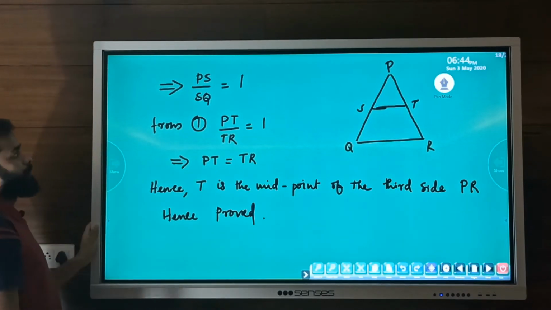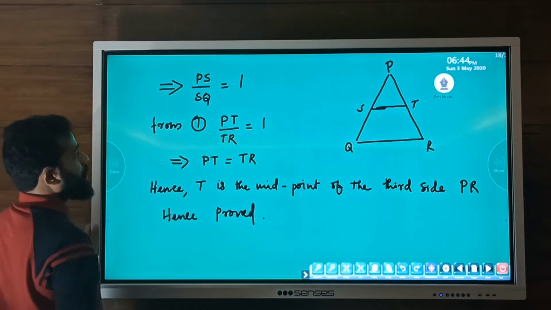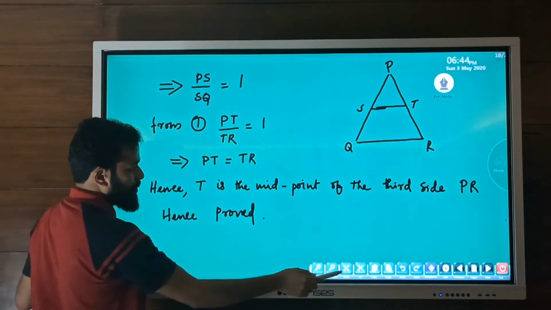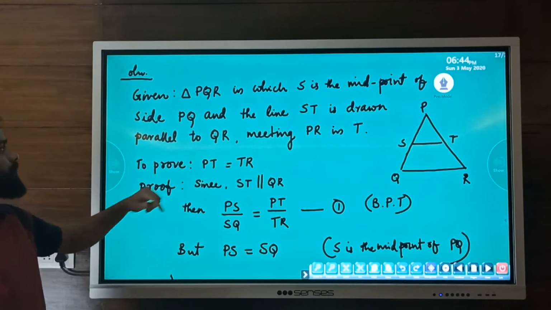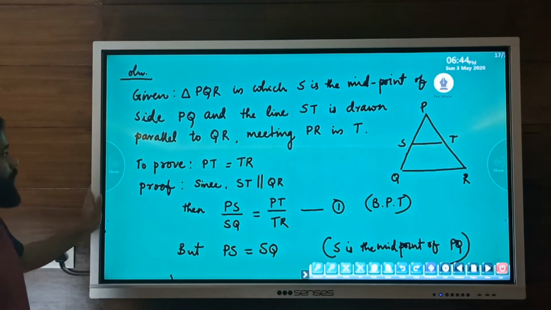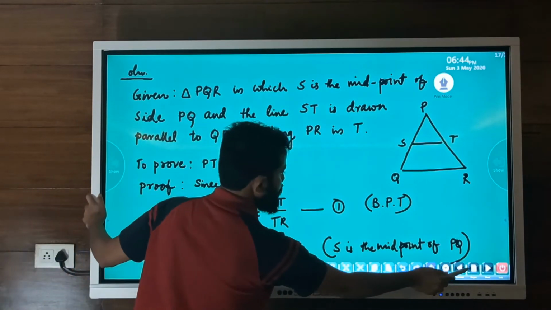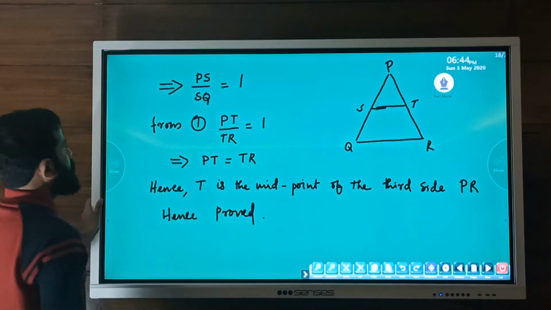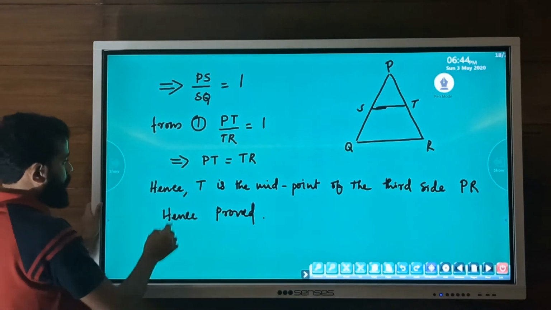How is this PT by TR equal to 1? Because we need to prove PT by TR is equal to 1, that is, PT is equal to TR. So PT is equal to TR, hence T is the midpoint of the third side PR. So it is proved. We check it once again.